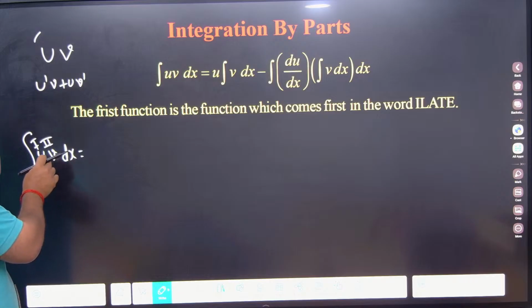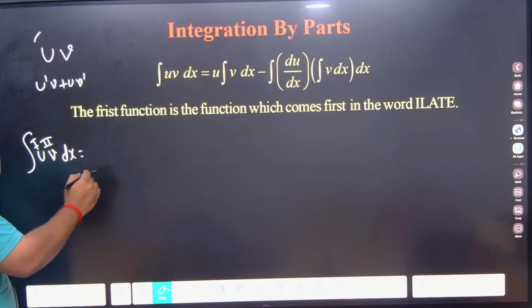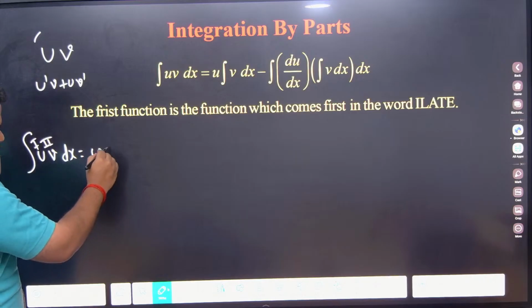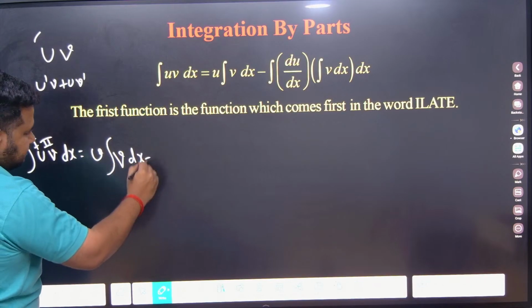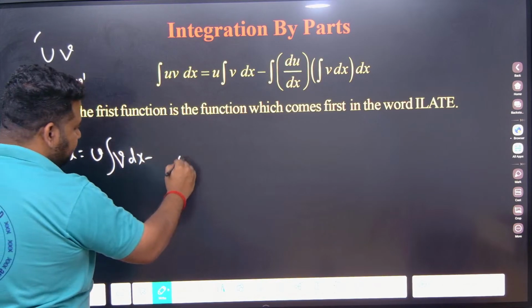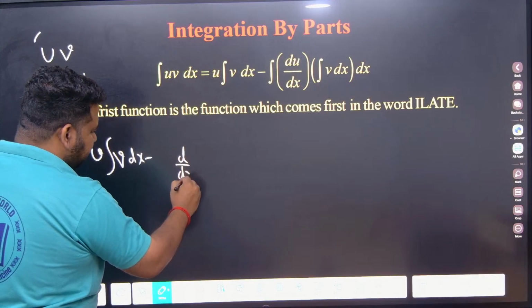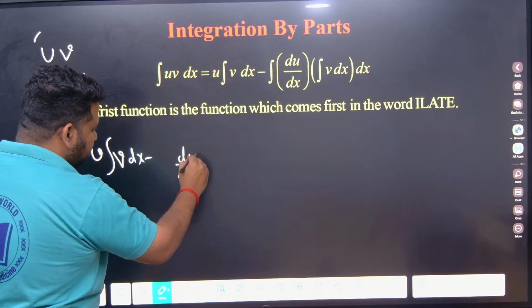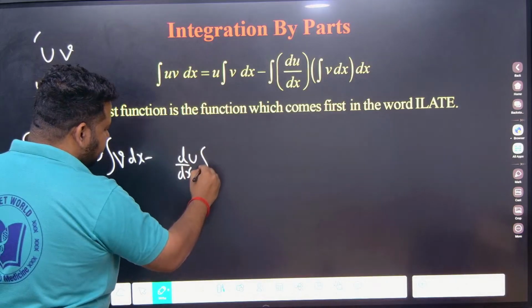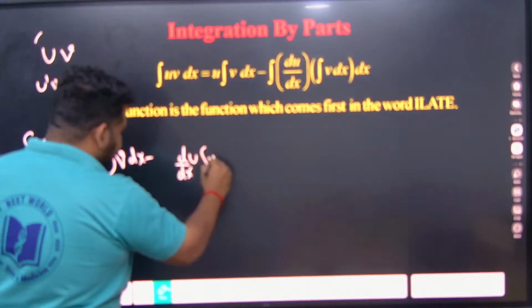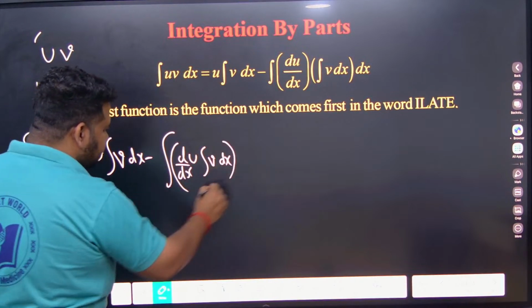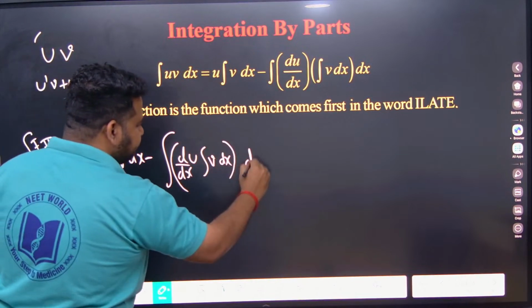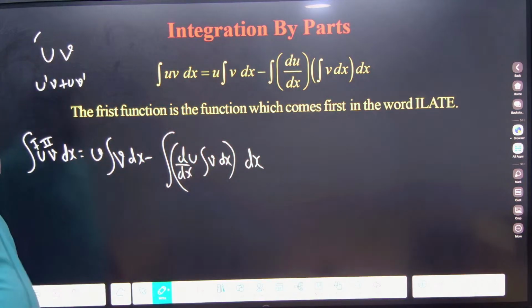So for the integral of u dv, suppose u is the first function, what will you write? You write it as it is, then the integral of v dx, minus, then you differentiate the first function, d by dx of u, into the integral of v dx. This entire thing, whatever value you get, you have to integrate again.